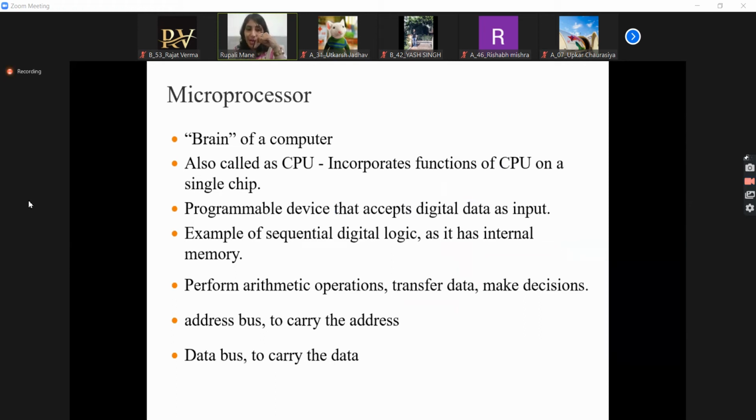Okay, it has an address bus as well as a data bus. Address bus is to carry addresses and data bus is to carry data. Okay, what is address bus, what is data bus, we'll discuss that later on. It is called the brain of the computer. But what do you have to do? You have to give proper instructions. Okay, then it will work. If you are not giving proper instructions, it will not work.